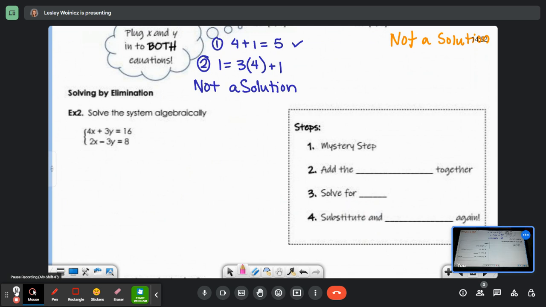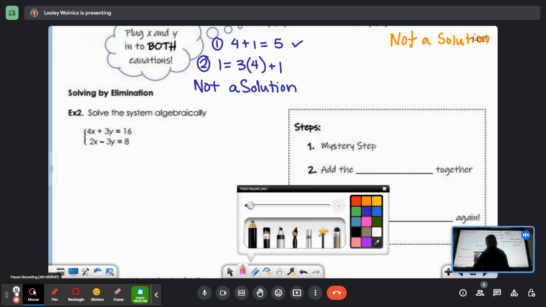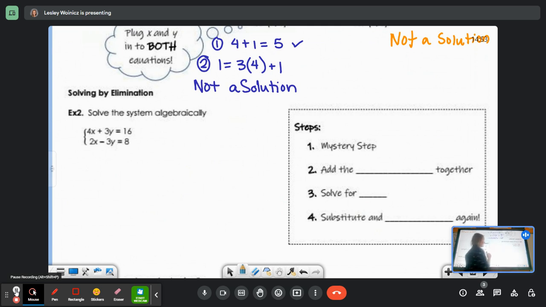Now look at this one. Do you see that I don't have any coefficients that are 1? None of them are 1. So if I were to try to rearrange this, I'll do it on here so that the people watching the video can see. If I were trying to rearrange one of these equations for y, it might be like this. Here's equation 1. 3y equals negative 4x plus 16. Now to get y alone, I have to divide by 3, divide by 3, divide by 3.